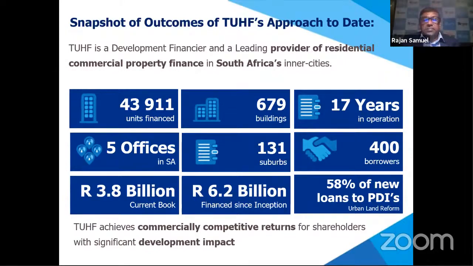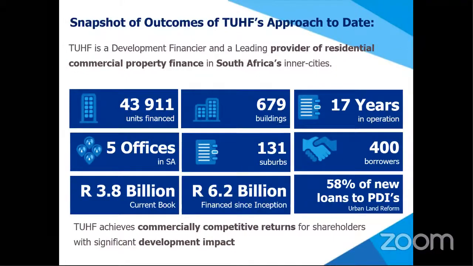So in other words, we don't do home loans, individuals buying houses or flats for apartments for themselves. And we don't do microfinance. We're a mortgage financing company that funds against the cash flows generated by the building. And we achieve commercially competitive returns for our shareholders. We compare ourselves with other financial services institutions, but at the same time, we make a difference. In other words, development impact. I'll leave the rest of the slide just for you to read.